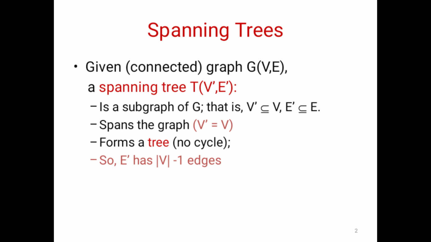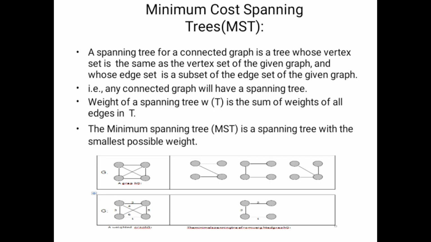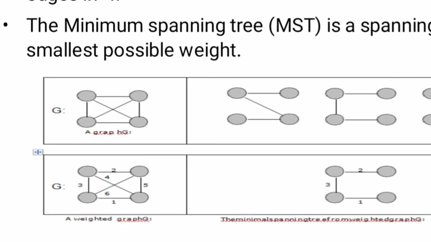It is a connected graph. It's a subgraph of the original graph, which is a tree which includes all of the vertices of G, and it has V minus 1 edges. This is called a spanning tree. First we will take this example here.